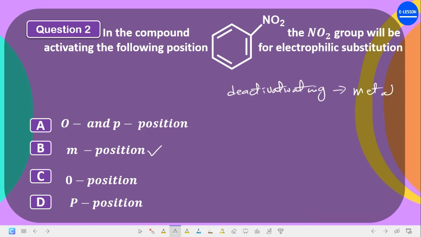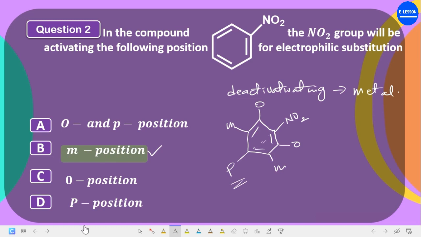Please, I will be a little bit fast. In this compound given to you, which is the meta position and which is the ortho? The position directly close to it is ortho, then the next position is meta, and the position directly opposite it is the para position. So it will direct to the meta position, and that makes option B the correct answer. Let's look at the next.